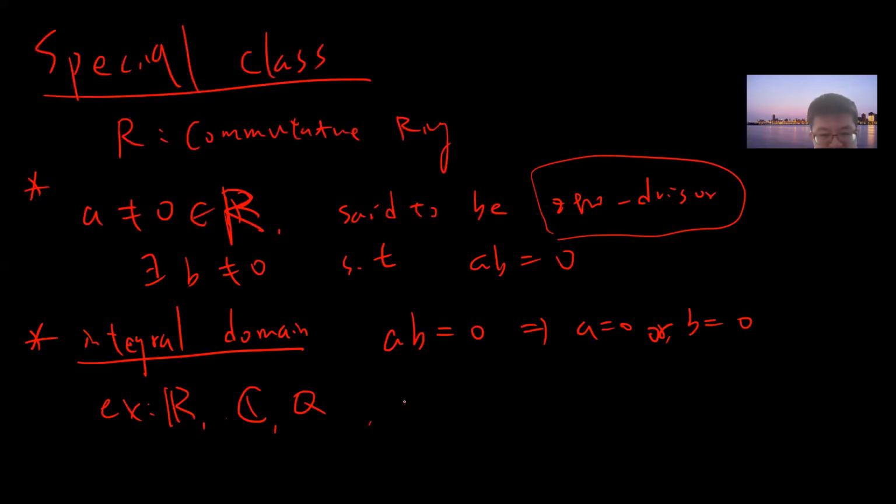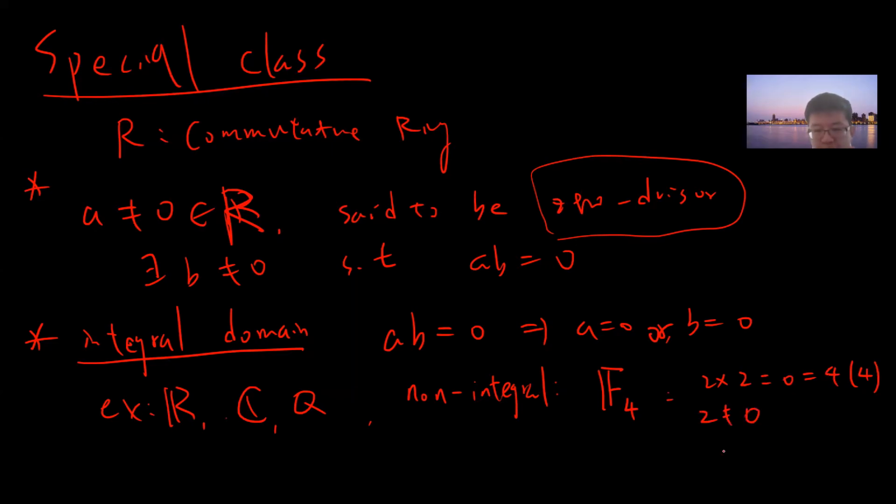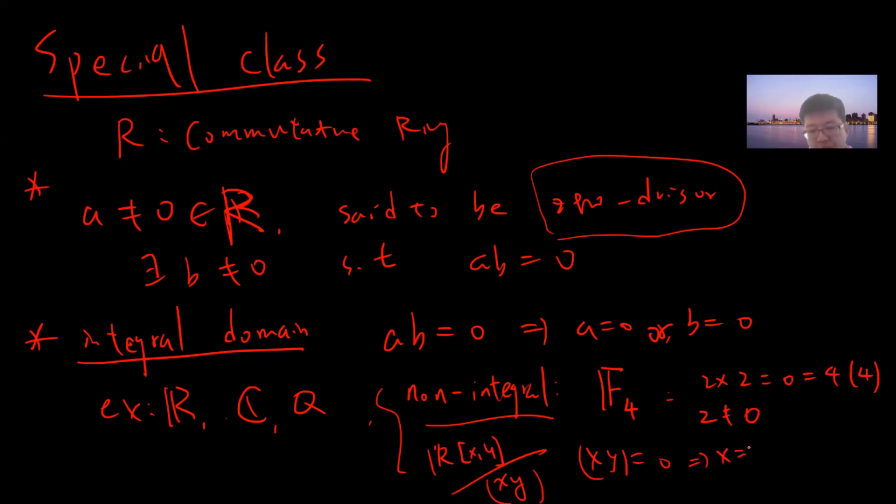Okay, let's say a non-integral domain example. Let's say, for example, in Z4, basically it's everything mod 4. Then 2 times 2 is 0, right? Because 2 times 2 is 4, which is 0 in mod 4, but the 2 is not 0. Also, you can build some quotient, for example, R[x,y] modulo xy. So in the real polynomial ring modulo x times y, x times y is 0 by definition, since it's a quotient, but x is non-zero and y is non-zero.